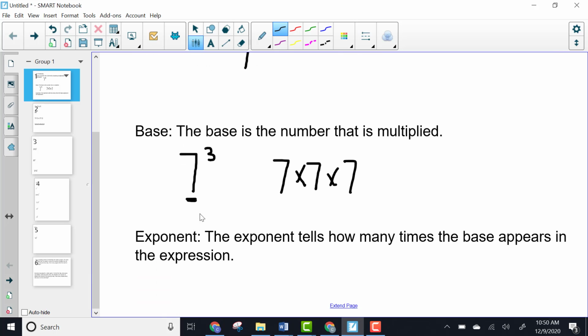And now the exponent tells us how many times the base appears in the expression. So we have 7 to the power of 3. Where did I figure out how to write 7 times 7 times 7? It's because the exponent, which is this small number up here, told me how many times the base appears in the expression. So I multiplied the base 3 times, 7 times 7 times 7. So those are the key vocabulary terms for this lesson.